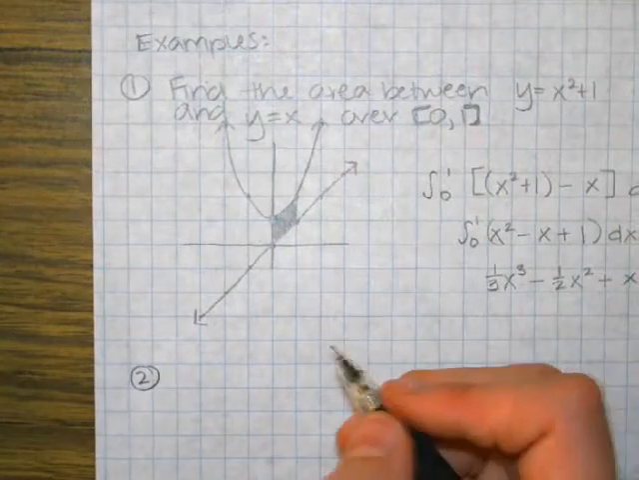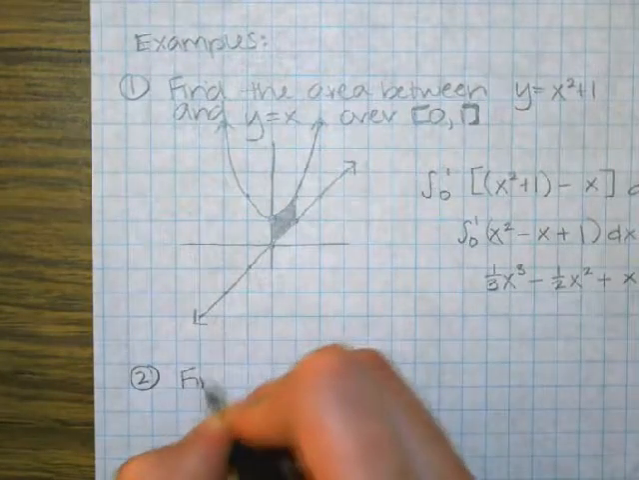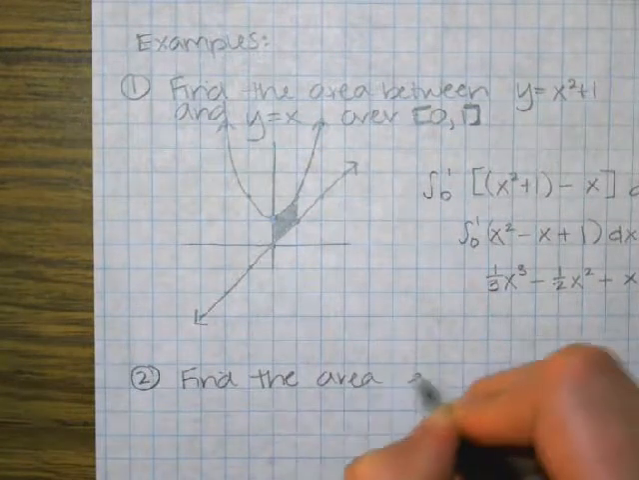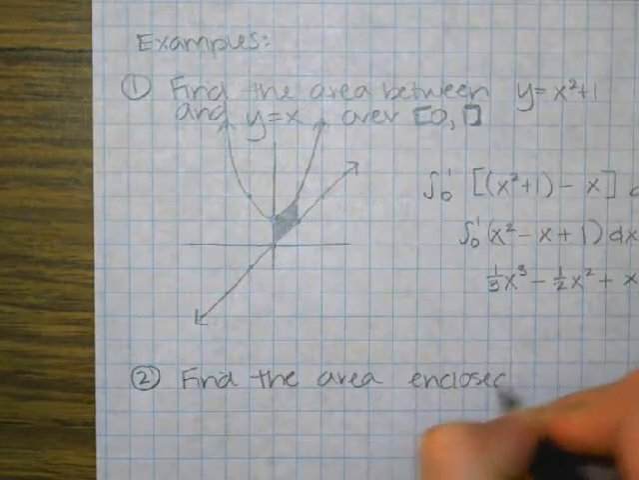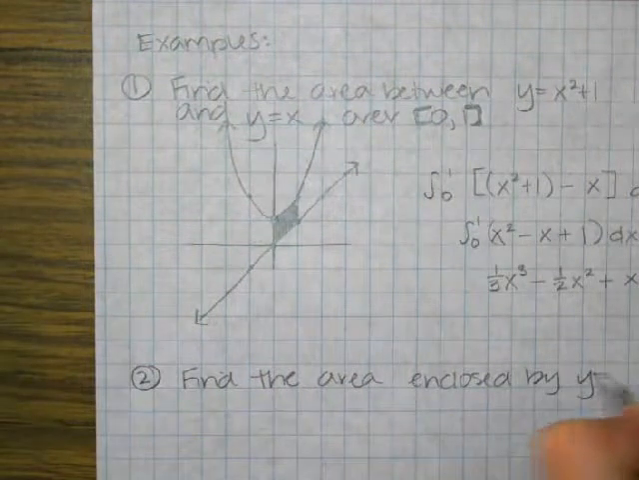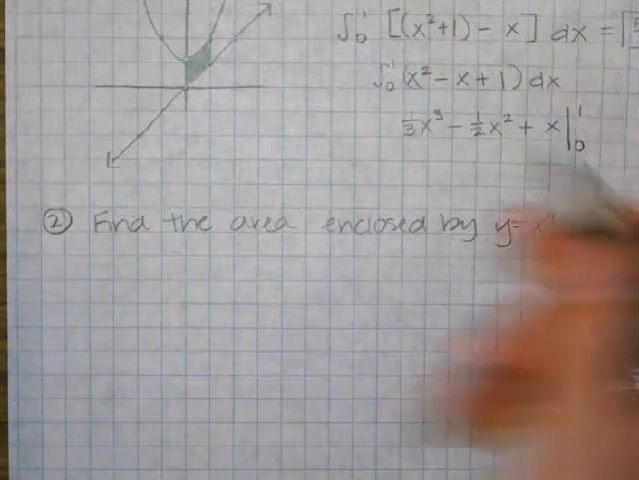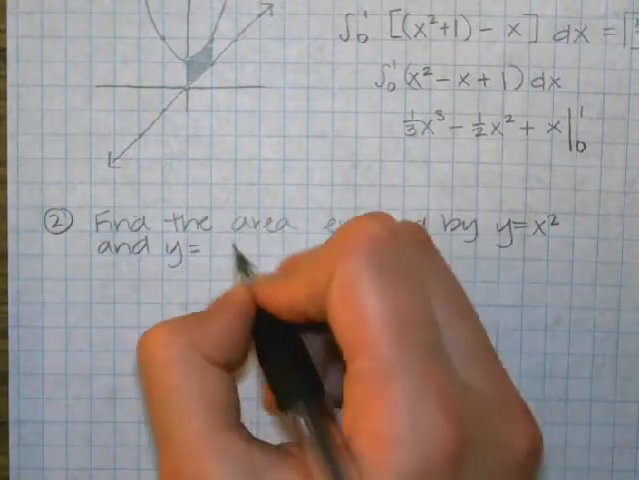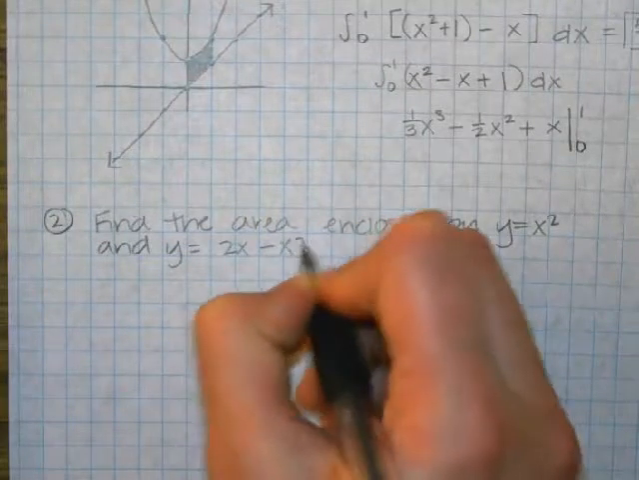All right, second example. We're going to find the area enclosed by y equals x squared and y equals 2x minus x squared.